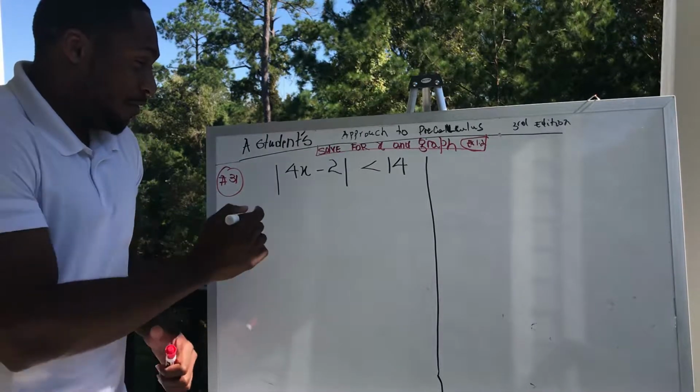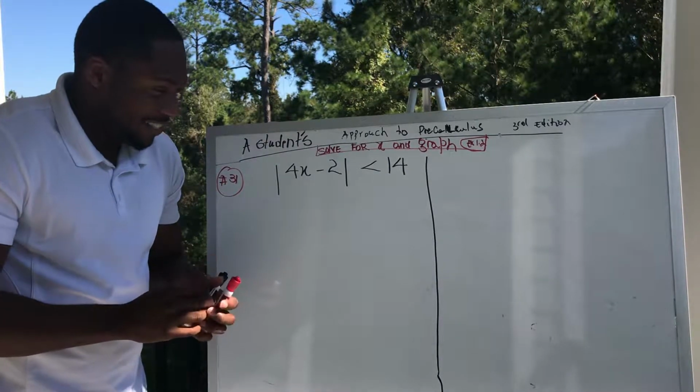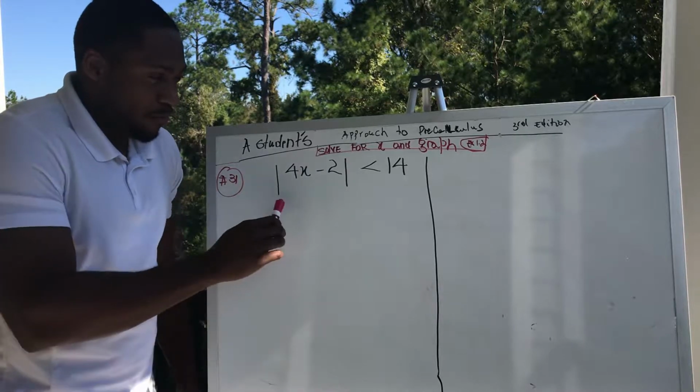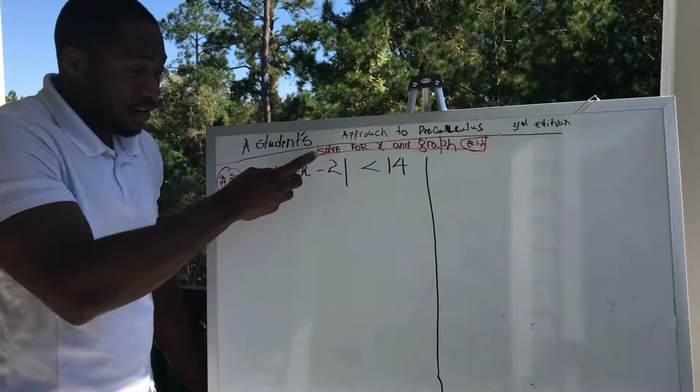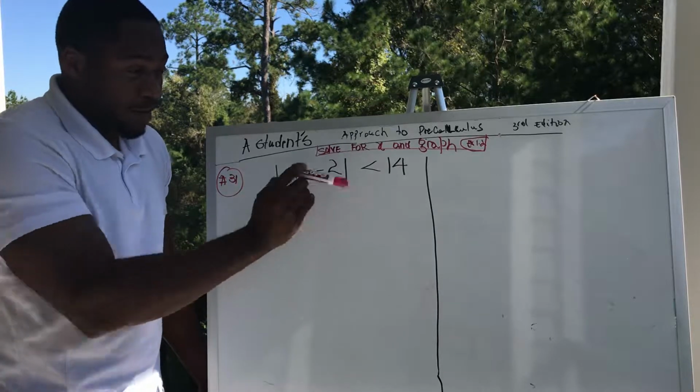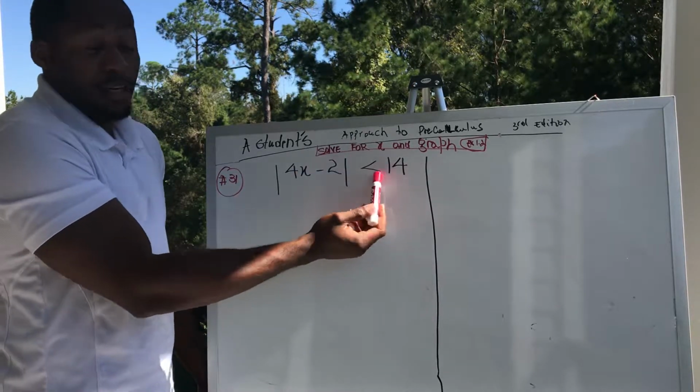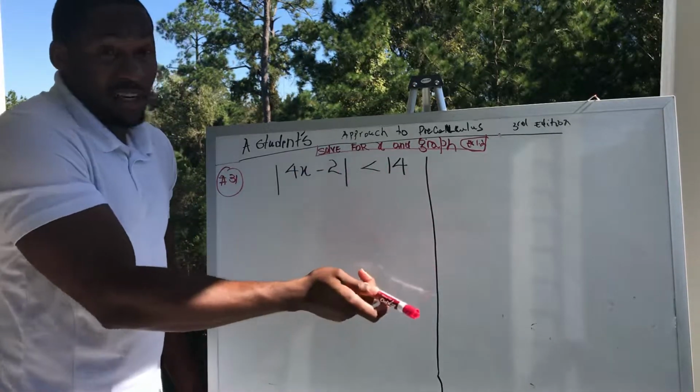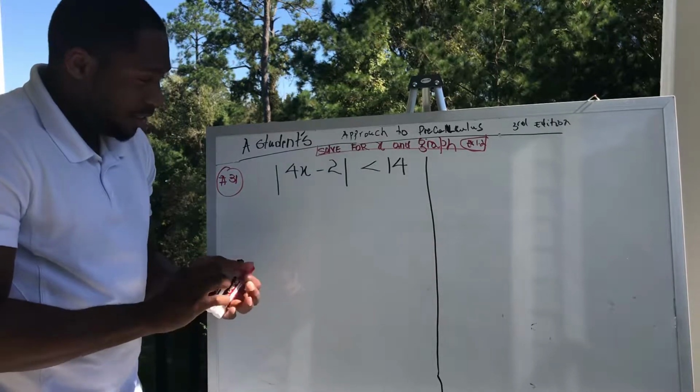Alright, let's solve for this. So here we have an inequality. Yesterday when we talked about the absolute value, we had an equality sign here. But now we're going to talk about this within an inequality. So here's what we're going to solve.